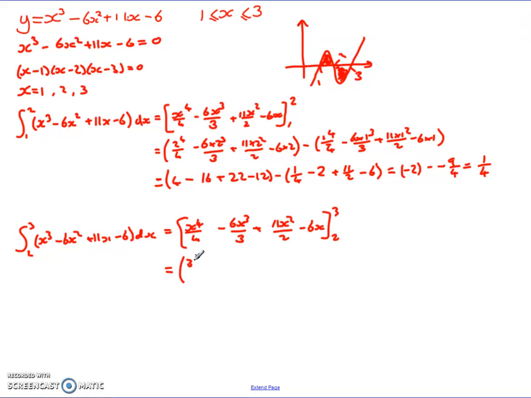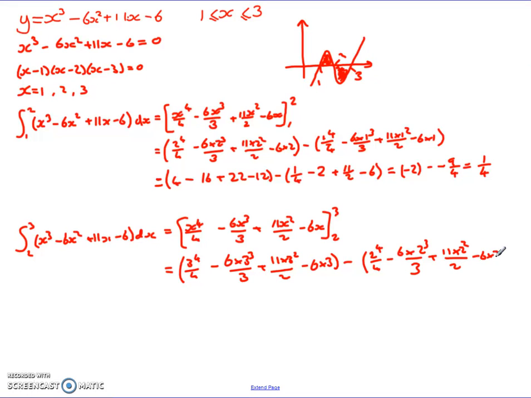So I get 3 to the power of 4 over 4, take away 6 times 3 cubed over 3, plus 11 times 3 squared over 2, take away 6 times 3. That then is take away the second integral at my second limit, so 2. So I get 2 to the power of 4 over 4, take away 6 times 2 cubed over 3, plus 11 times 2 squared over 2, take away 6 times 2.